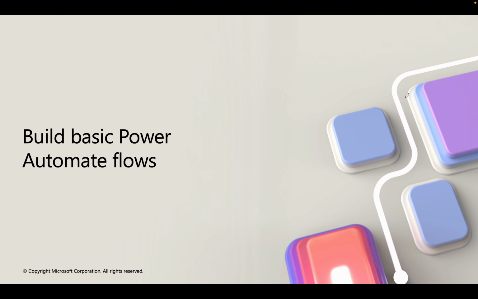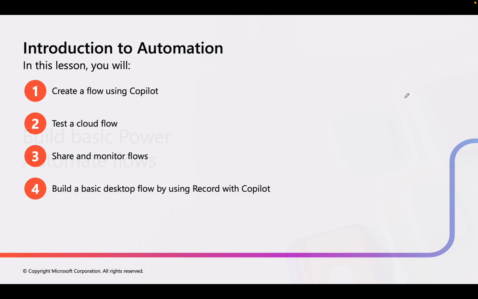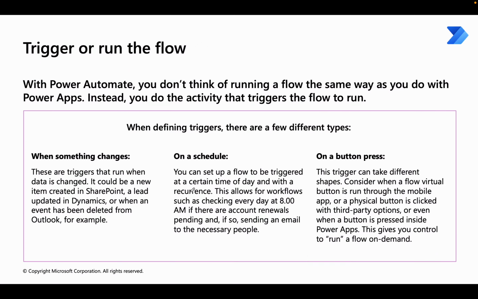So let's get into the next module, which is to build a basic Power Automate flow. Inside this module, we are going to create a flow using Copilot and test a cloud flow, and also share and monitor the flows. And the last one is build a basic desktop flow by using recorder with Copilot.